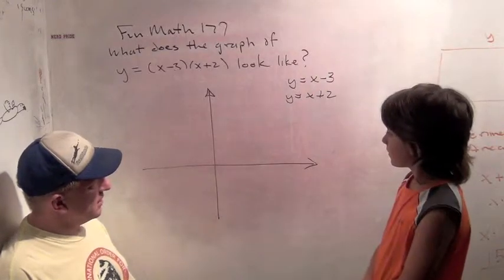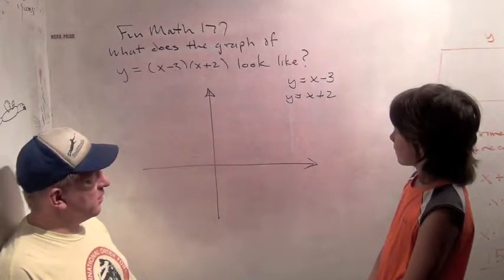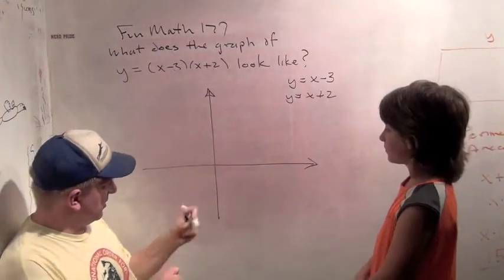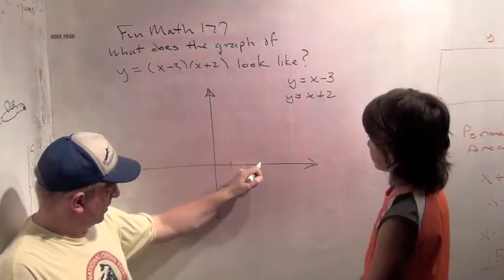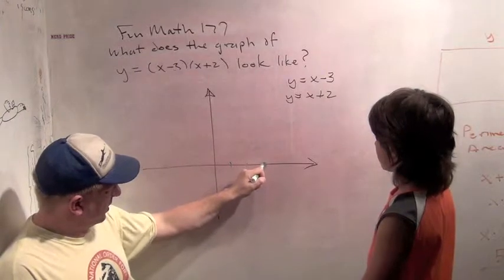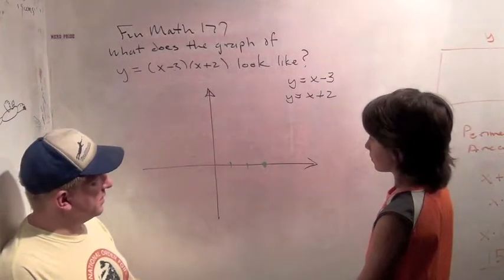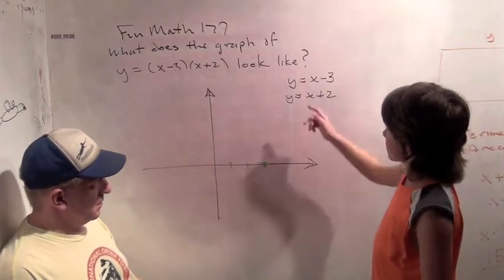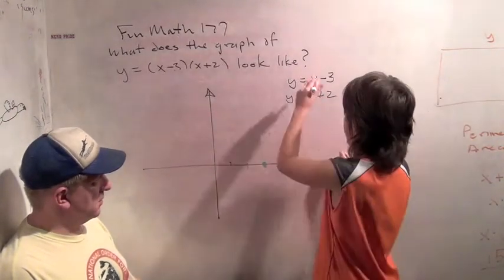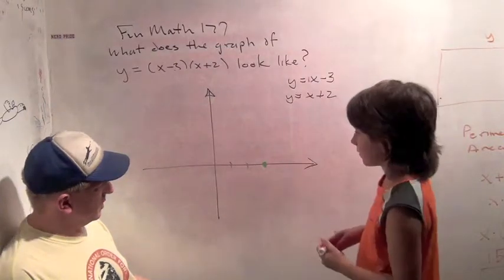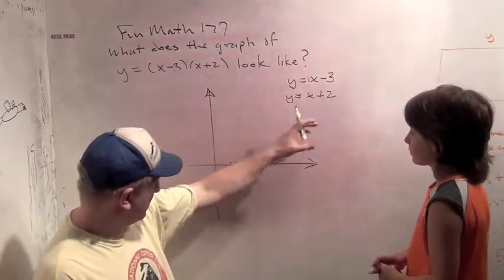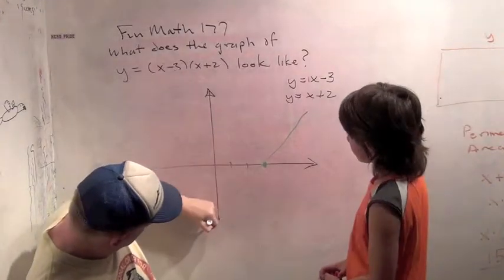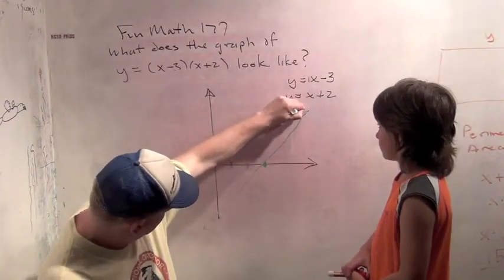Okay, where does it cross the x-axis? What x value makes y equals 0? When x is 3. So I'm just going to make some little ticks here. When x is 3, y equals 0. And what's the slope of this line? The slope is 1. Why is that? Because it's y equals 1x. So the slope of 1 is a 45 degree angle, something like this. So here's our first line.